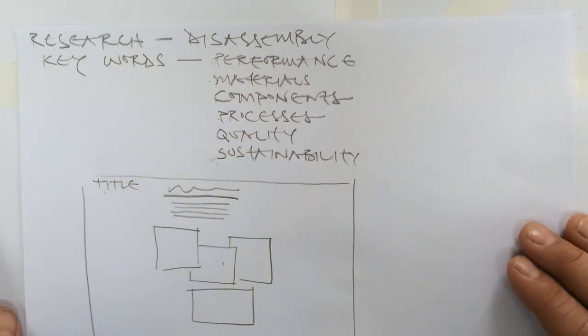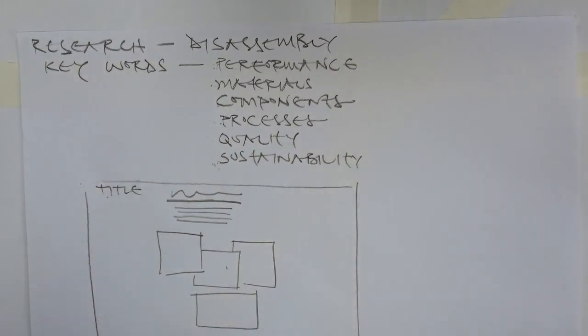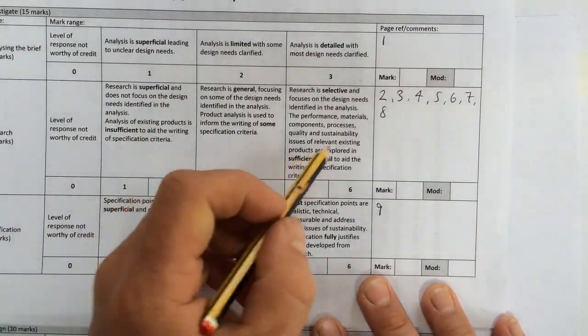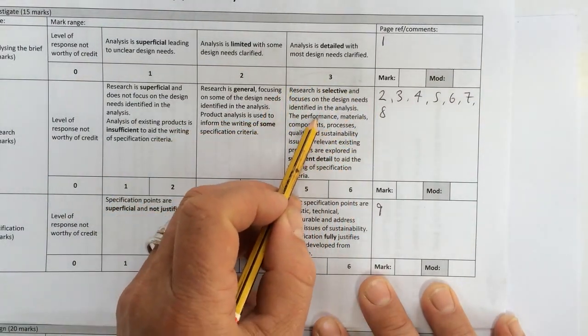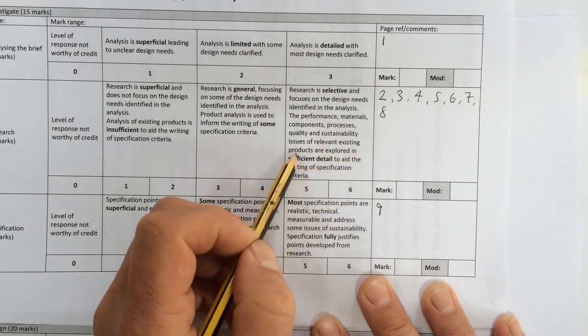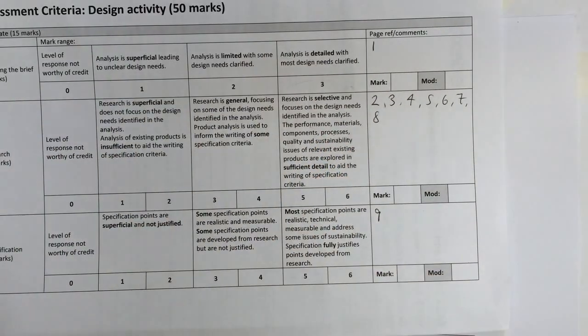Yeah, if you go back to the mark scheme, remind ourselves what that looks like. What we're aiming to do is this box here, and you'll see those words again: performance, materials, components, processes. Okay, those are the ones that we need to mention.